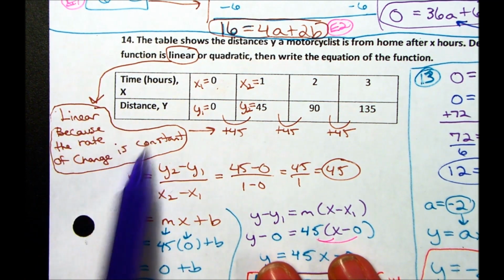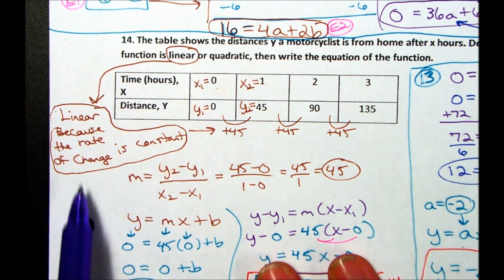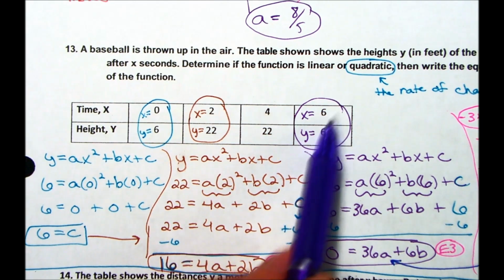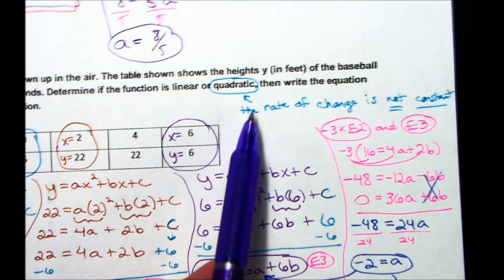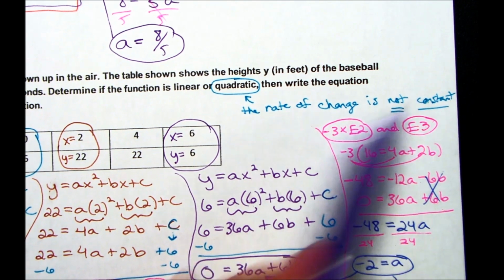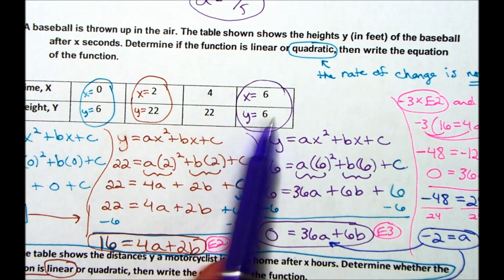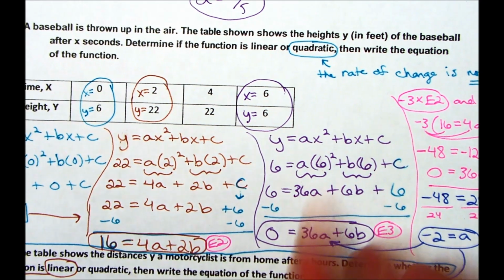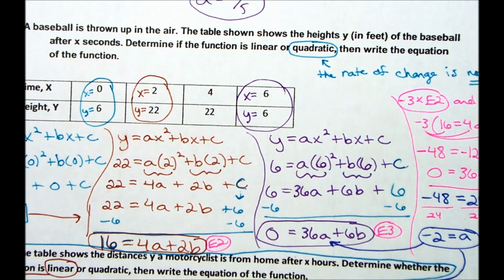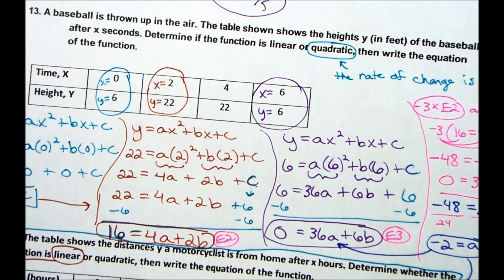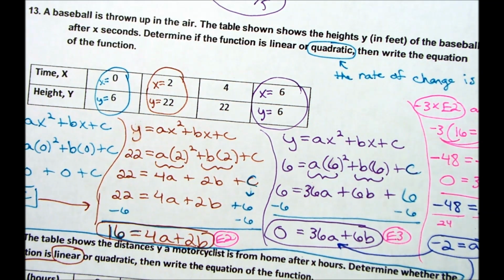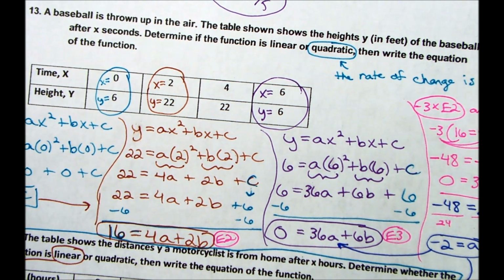So that's why this one is going to be linear, because the rate of change is constant, whereas in this problem the rate of change is not constant. I'm talking about the y values there. So that means it's going to be quadratic, because that's our only other choice. Now, when we get into other chapters, there are other options that we will choose from. But for right now, if it's not linear, then it's going to be quadratic.